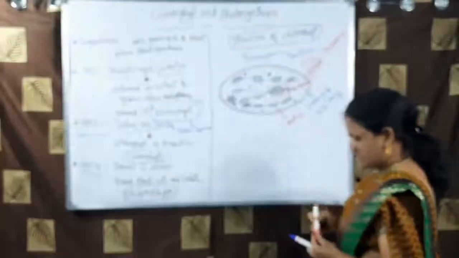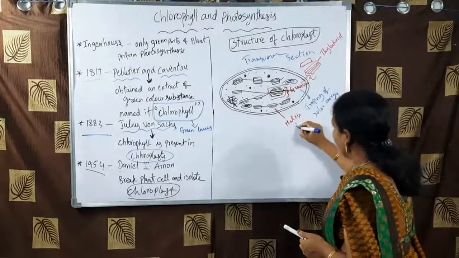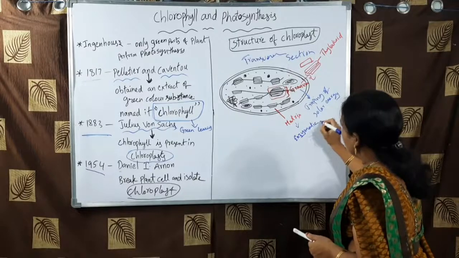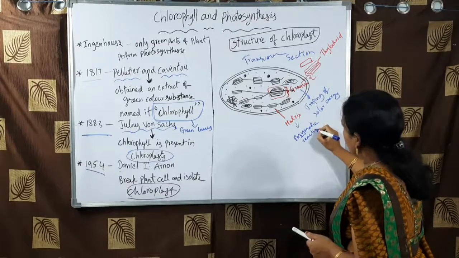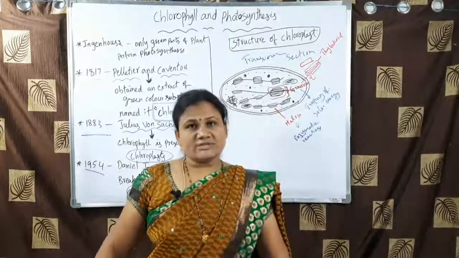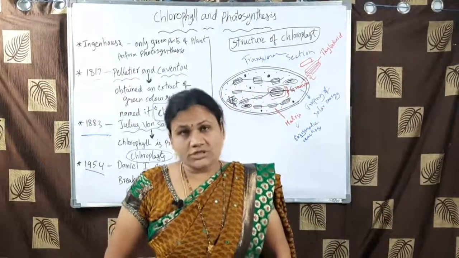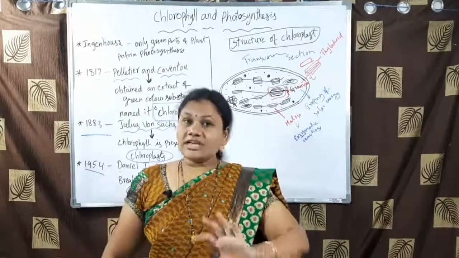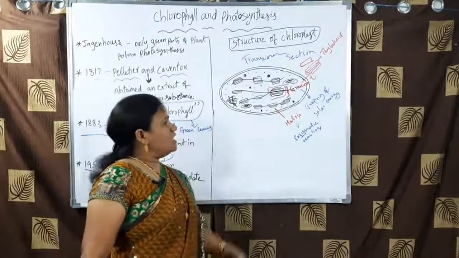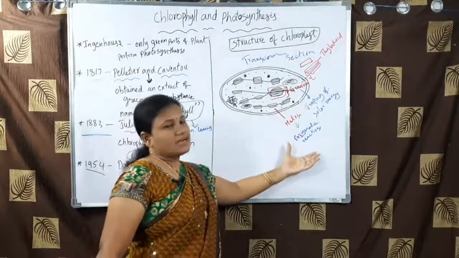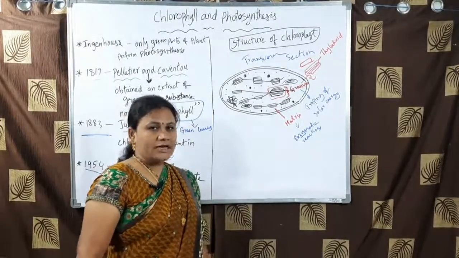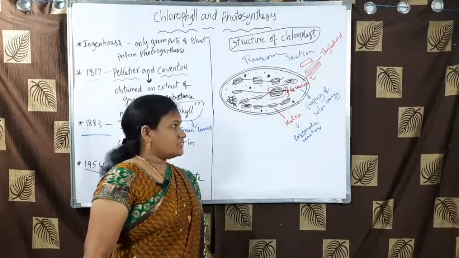This matrix is responsible for several enzymatic reactions. In the very first class, we discussed that several enzymatic reactions take place, and several intermediary compounds are produced during the process of photosynthesis. Several chemical reactions take place. All these reactions take place within the matrix. So this matrix contains several enzymes which help the chemical reactions carry out the photosynthesis process.